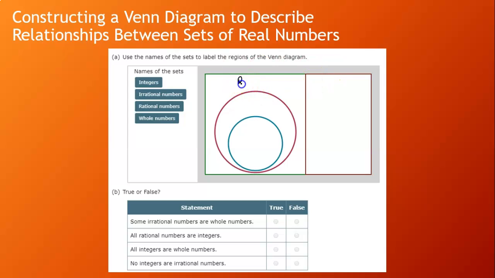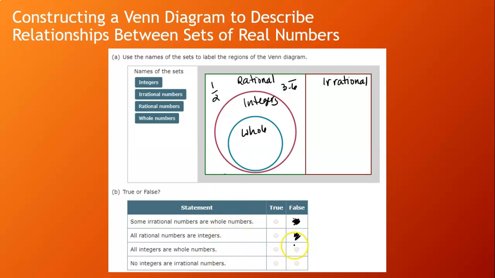Welcome back. Obviously, you should have said by now that this is rational, this is irrational, this is the integers, this is the whole numbers. Some irrational numbers are whole numbers. That's false. There are no irrational numbers that are whole numbers. All the irrational numbers are separate from everything else. All rational numbers are integers. That's false, because there are numbers out here like 1/2 and 3.6 repeating that are not integers.